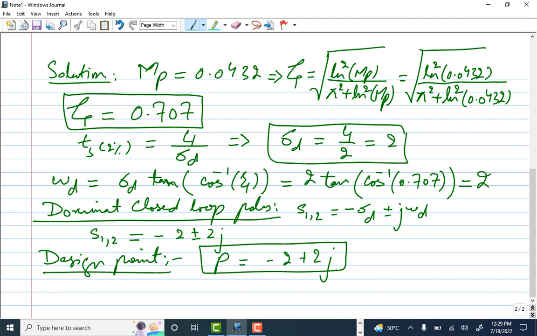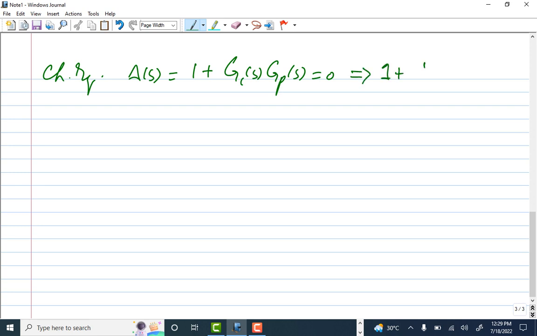Now, because we have to improve the transient response, for that we have to use the characteristic equation. If you remember, that was delta of s equal to 1 plus Gc of s Gp of s equal to 0. Now if I plug in the values, it becomes 1 plus k1 plus k2s, all divided by s into s plus 2, equal to 0.